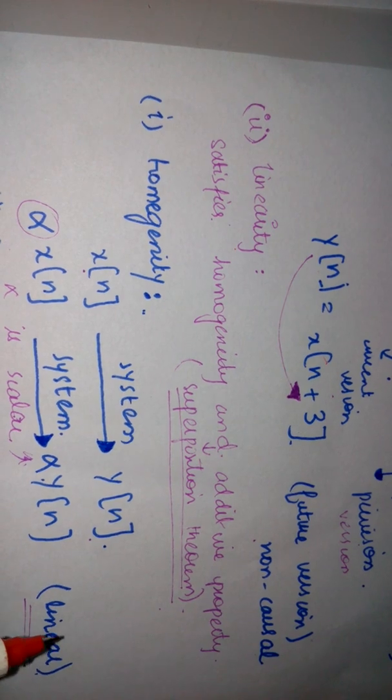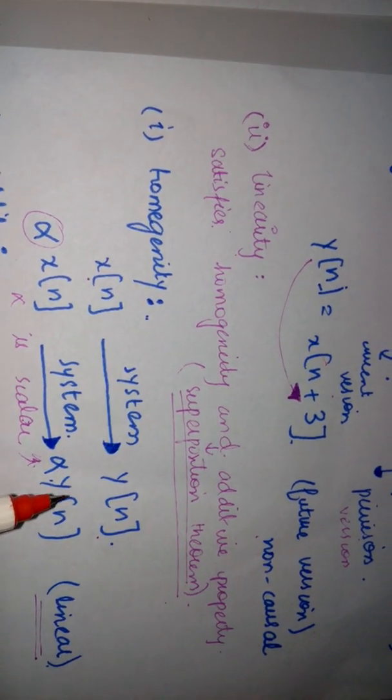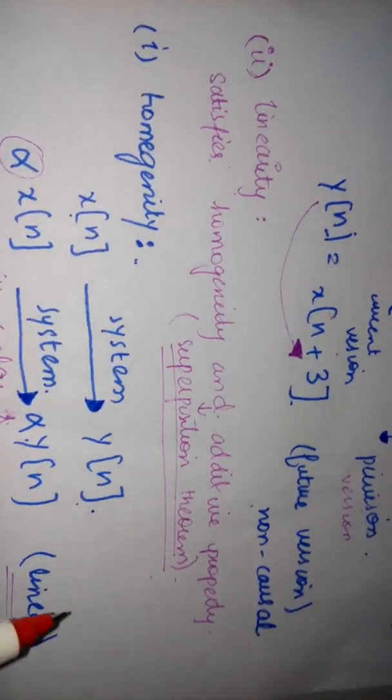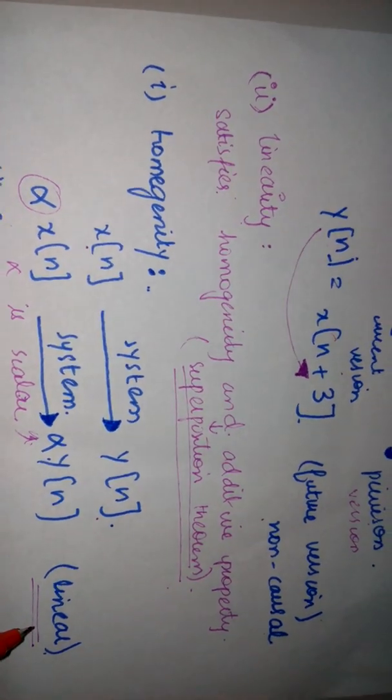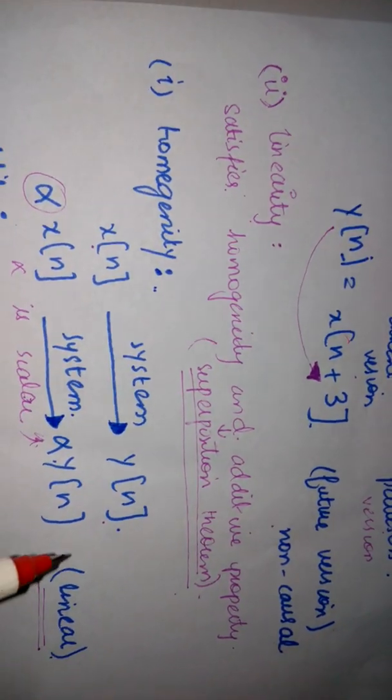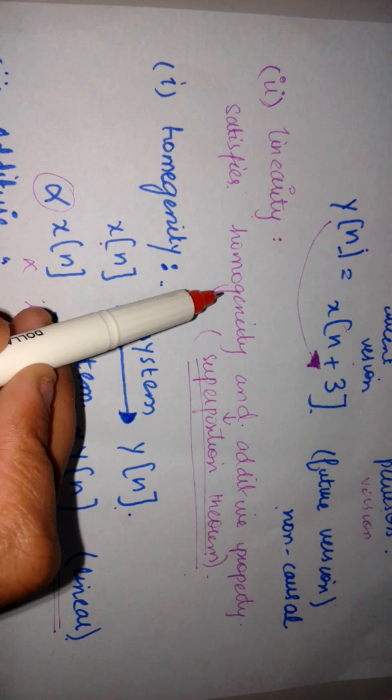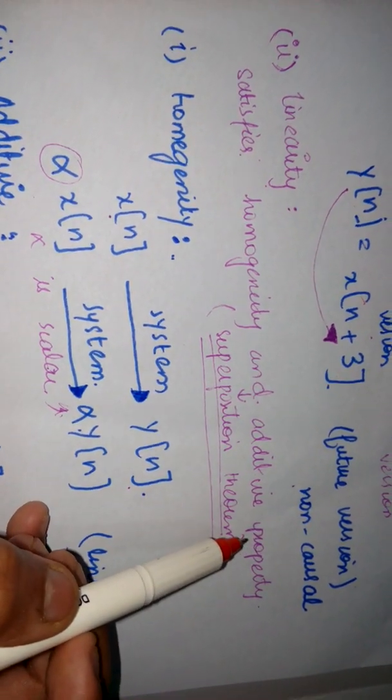That is, if the input is multiplied by some scalar, and it also appears in the output, then that system is homogeneous. That actually satisfies only one property of linearity. A system is linear only when it satisfies both properties, homogeneity and the additive property.